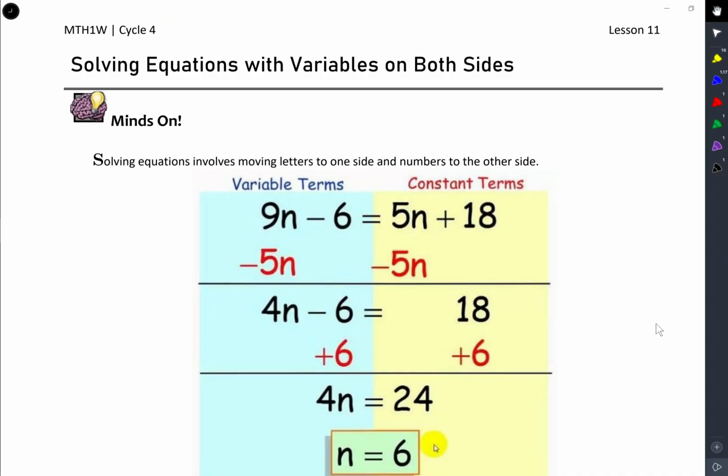In this lesson we're going to see some equations where we have the same variable on either side of the equal sign. But just like all the other cases where we solve, we generally speaking want to get all of our letters to one side, all of our numbers to the other side, so we can try and isolate one of the unknowns.